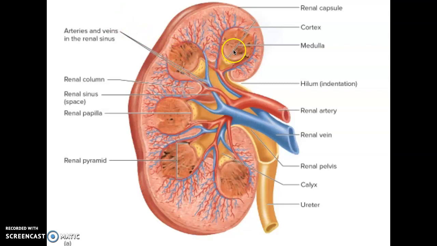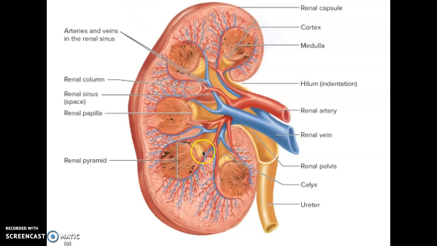Between pyramids, we have these pieces emulating the cortex. This extension of the cortex into the medulla is called the renal columns, and they are projections of the cortex inside of the medulla.